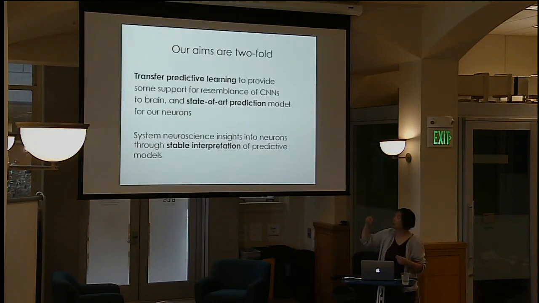So what we do is actually very much called transfer learning. Transfer learning, roughly speaking, is about changing the setup from your training data to what you use it for. So we have state-of-the-art prediction performance, and it's transferred in three different senses, which I will articulate in the next slide. We also go for stable interpretation of the best prediction models for characterized neurons.